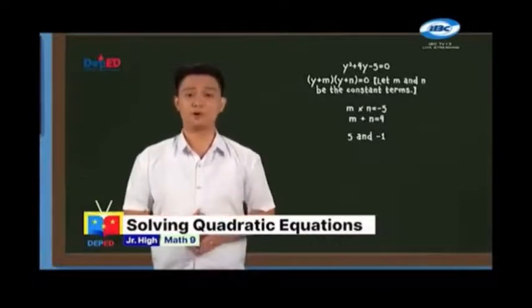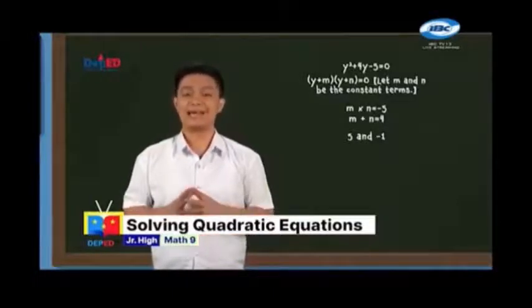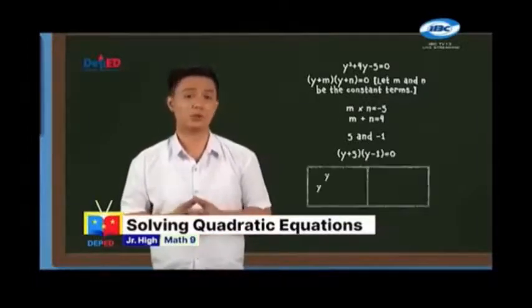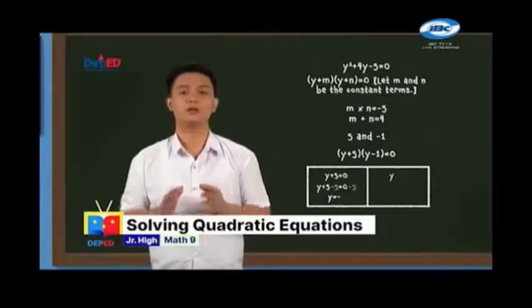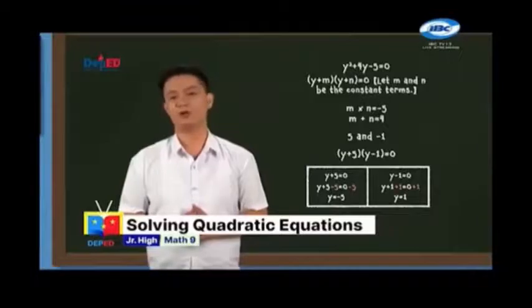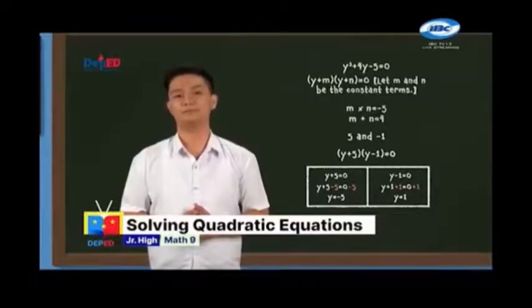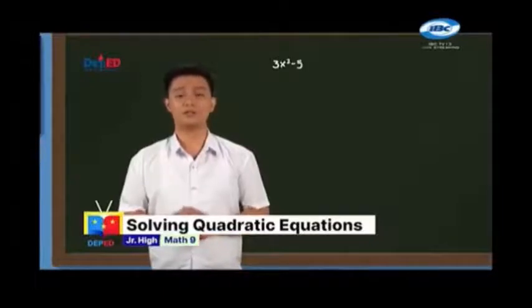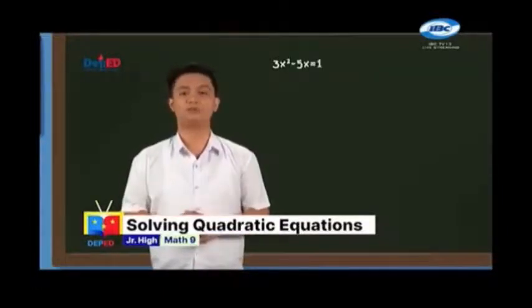So the factored form of the trinomial y squared plus 4y minus 5 is the binomial y plus 5 times the binomial y minus 1. Since we already factored the polynomial, we now apply the ZPP and solve for the value of the variable. Last example, 3x squared minus 5x equals 12.